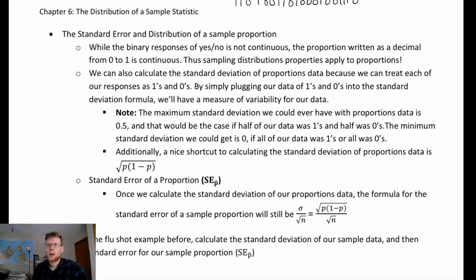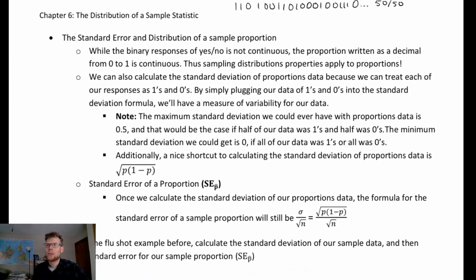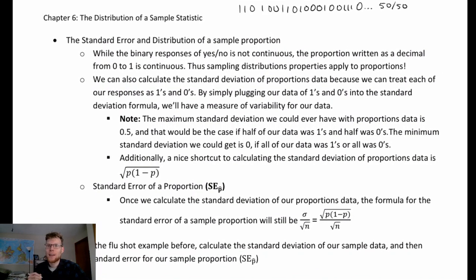So I don't know if that's quite equal, but let's say that I had 50-50. That would be the most variability that I could have in the context of binary data, meaning that this is as variable as binary data can be.